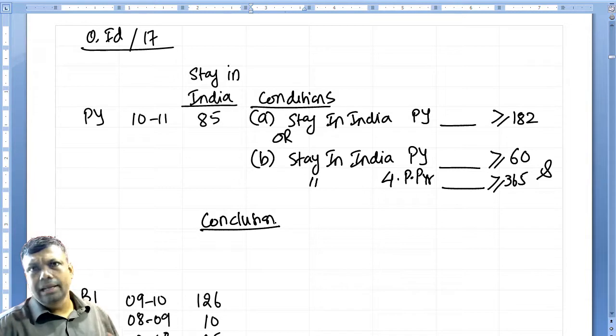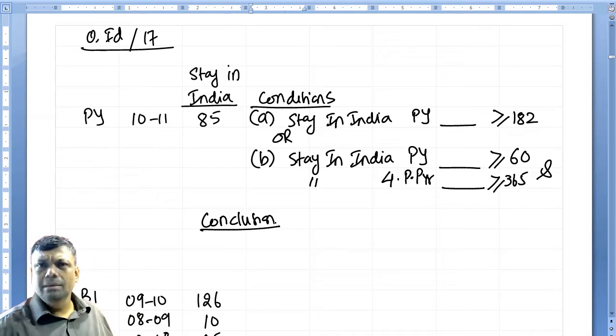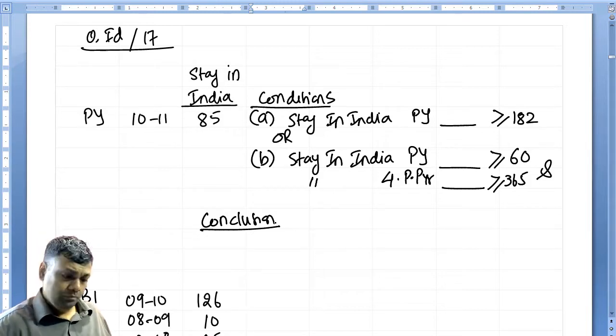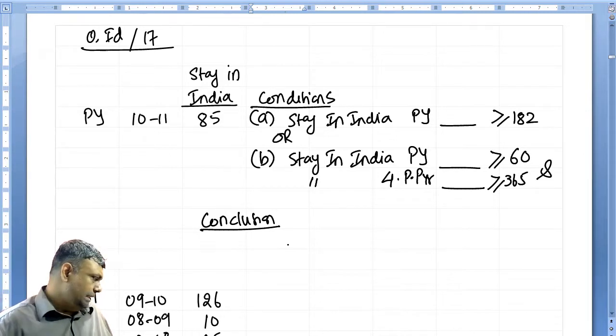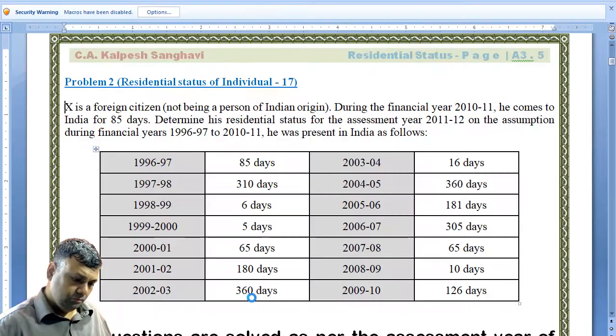So in conclusion, I will write like that, condition A is satisfied, or I will write condition B is satisfied. So I am resident. Something like that it will look like. Is that okay? Fair enough. Let me go back to the question.